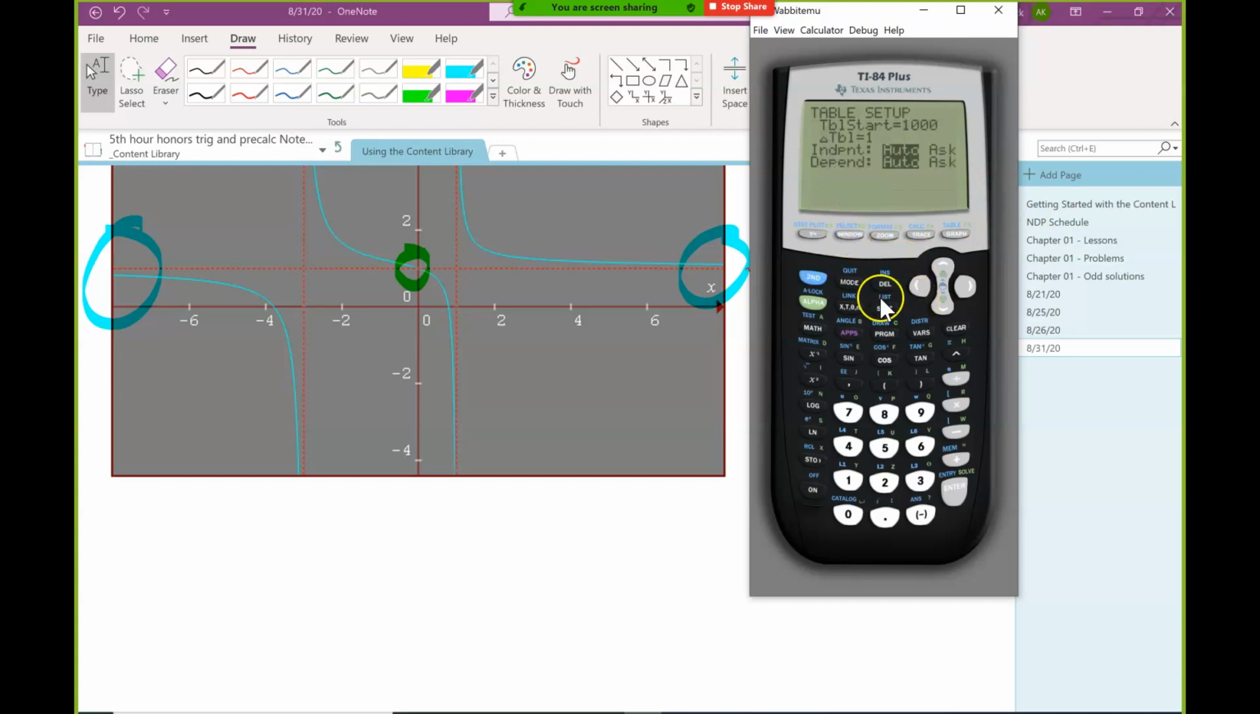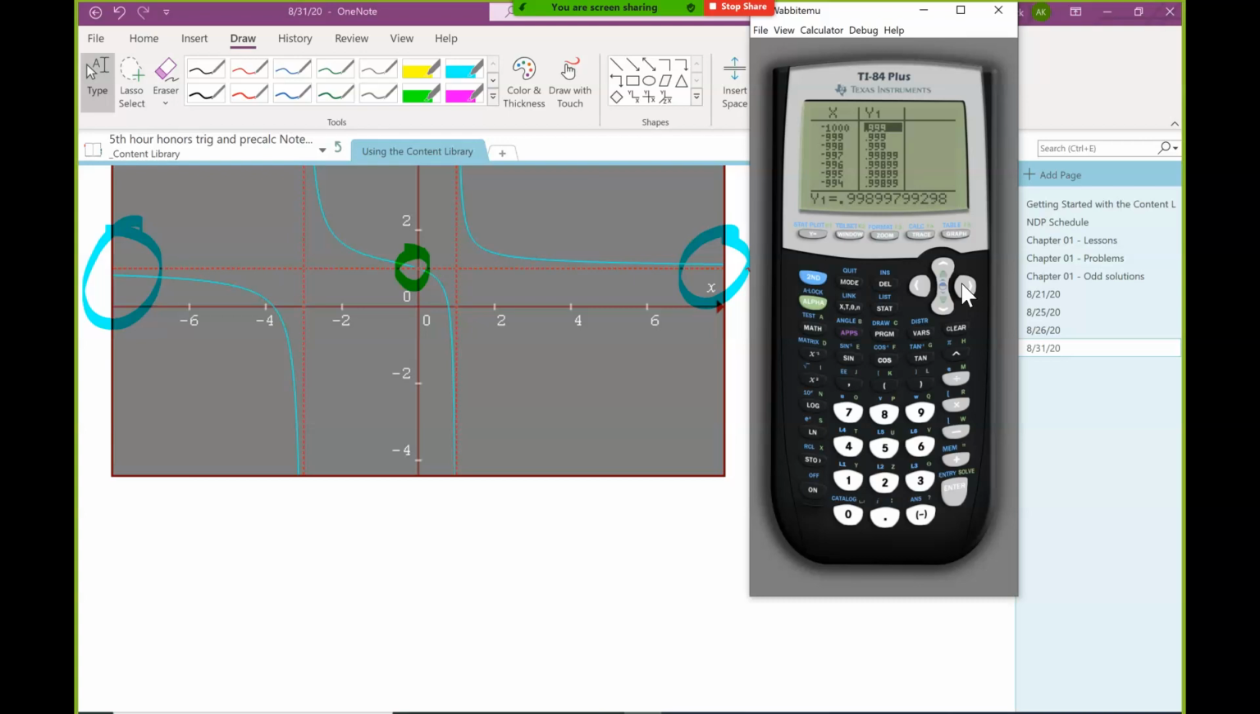And similarly, if you wanted to look at the negatives, if you went back to that table setup menu and instead started at negative 1,000, you'll see kind of the same thing going on. No matter how small of a number you pick, you're still going to get something that's technically below positive 1, which is exactly what we were saying that it's doing.